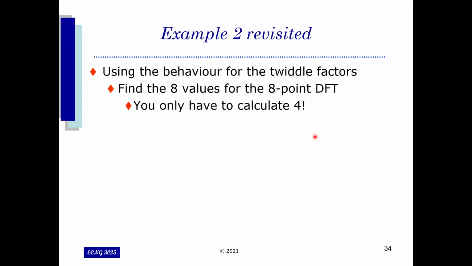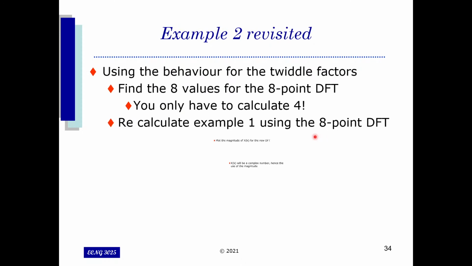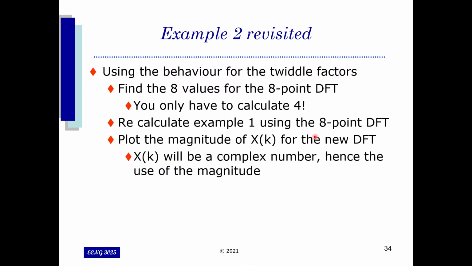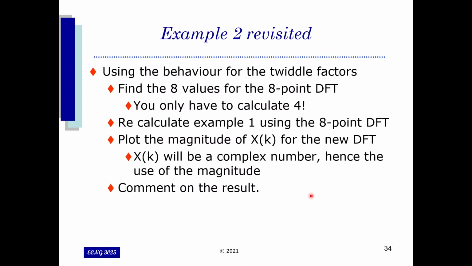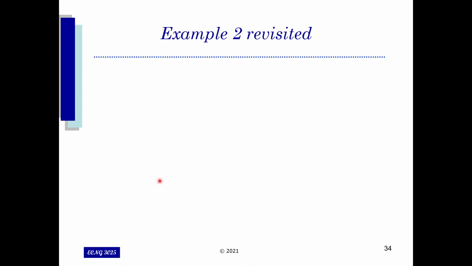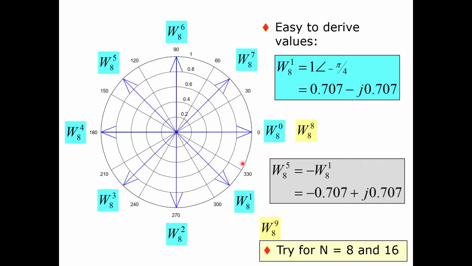So using the behavior of the twiddle factors here, if we revisit the 8-point DFT, that means we only need to calculate for 4 points. And it's possible for us to recalculate that first example using the 8-point DFT and then plot the magnitude of X for that new DFT. I want you to try this as practice. And you also have this nice optimized form of the twiddle factors here. You don't need to do this on paper. You can program this in MATLAB or Octave to speed up the calculations for you.